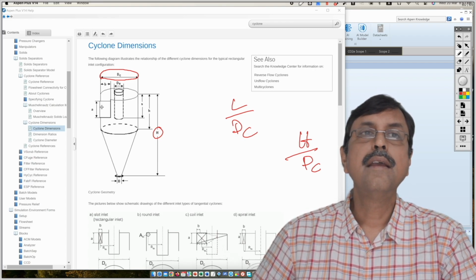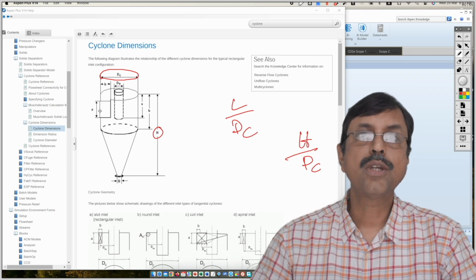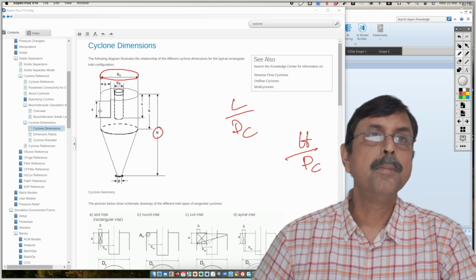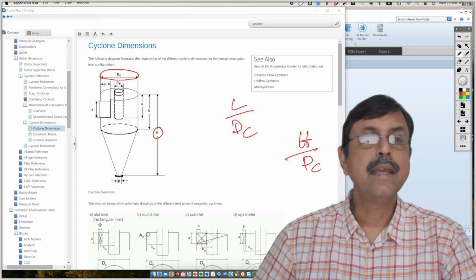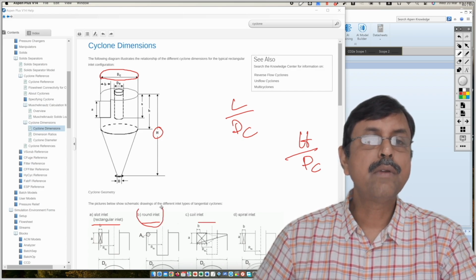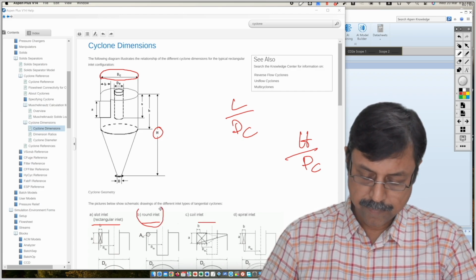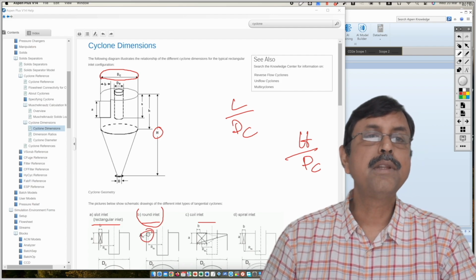A is the height of the inlet channel. B is the width of the inlet channel, because the inlet can be rectangular, it can be round, it can be coil. Now for round, you can find over here, there is a round shaped channel.